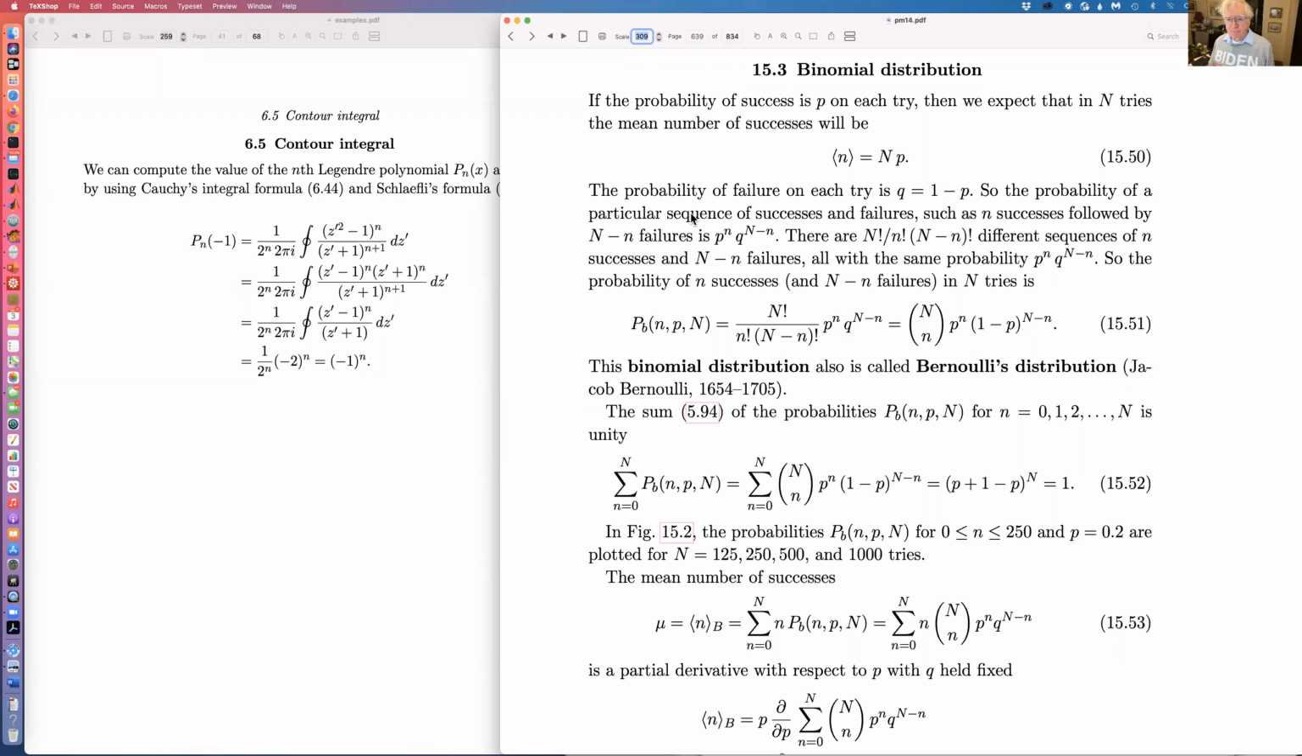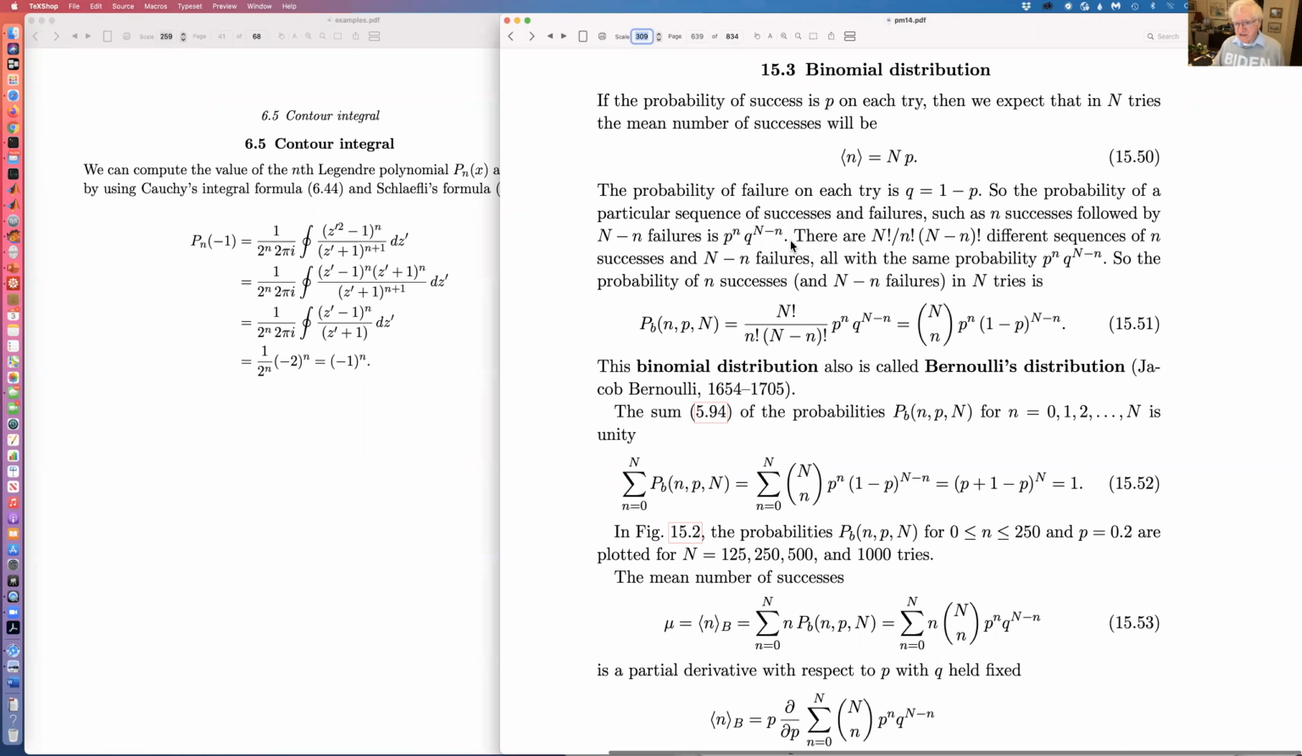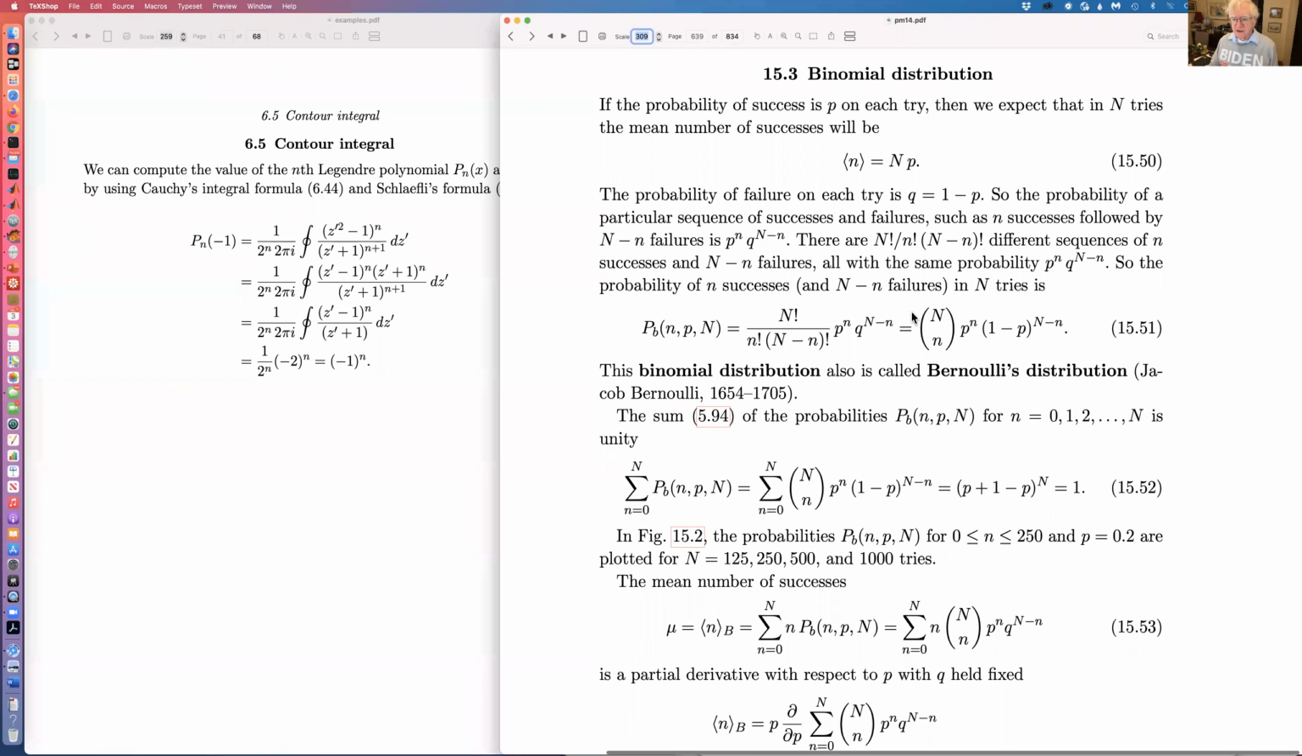The reason is that the probability of any particular sequence of successes and failures is p to the n, q to the capital N minus little n. On the other hand, there are many ways in which that result can be obtained. Many different sequences give you little n successes and capital N minus little n failures, and there are this many of them. So you multiply this probability times the number of sequences. That's the binomial distribution.